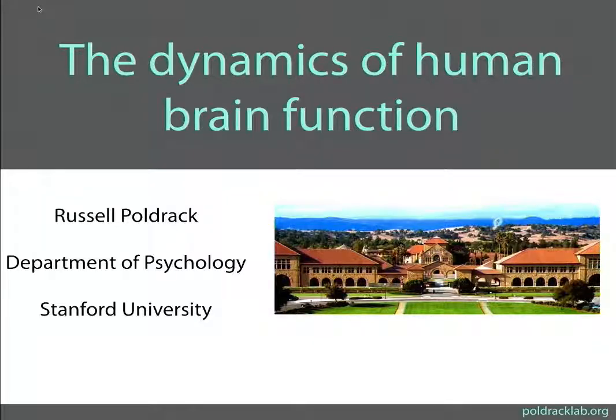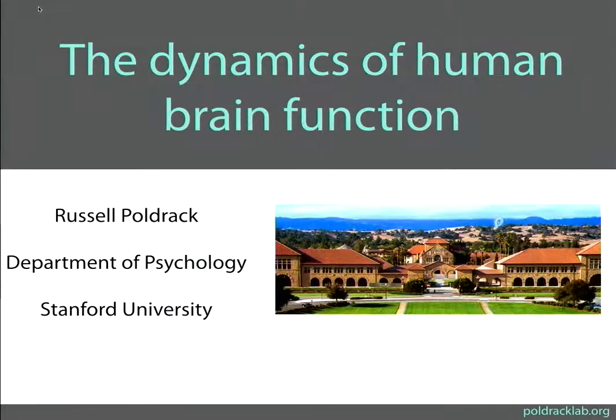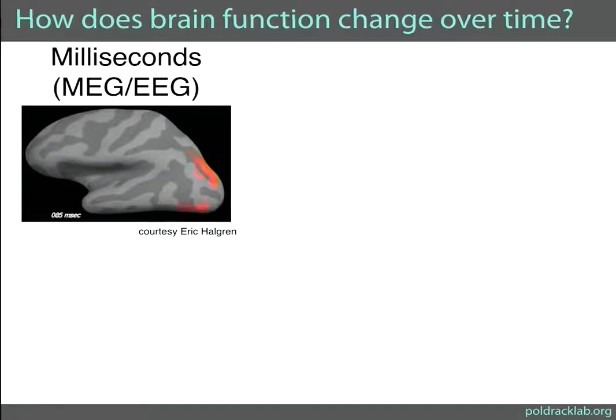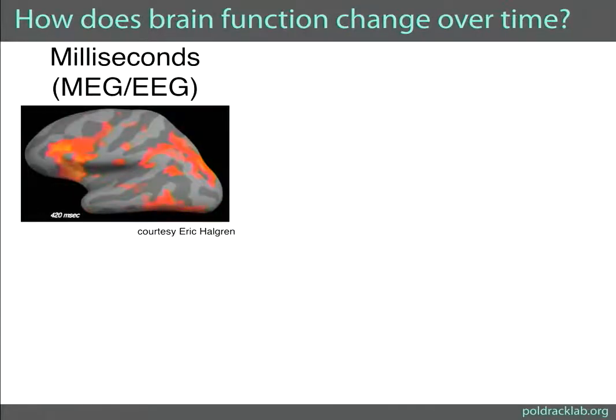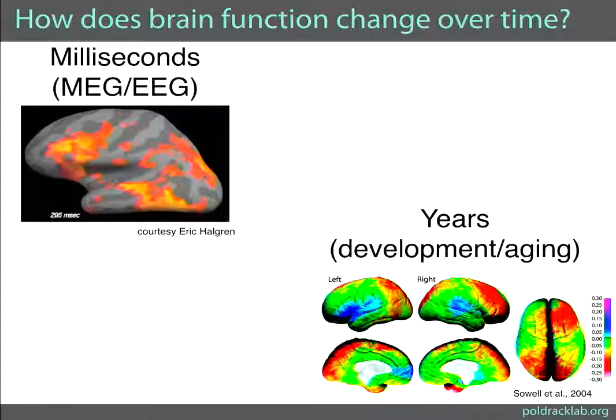All right, cool, thanks. So I want to talk about how brains change over time. And we actually know, in some ways, a lot about how brains change over time. We know that when you process a stimulus, there's a cascade of activity across the brain that takes some number of hundreds of milliseconds. We've learned about this in humans through techniques like MEG and EEG. On the other hand, we know a lot about how brains change over very long periods of time. We know how the brain changes over the course of child development, how it changes as we age over the course of years and decades.